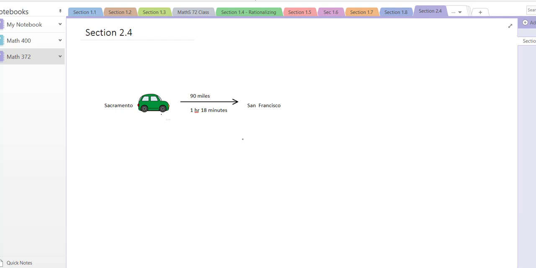So I have an example. Say you travel from Sacramento to San Francisco, and it takes you an hour and 18 minutes to get there. From Sacramento to San Francisco, say it's 90 miles. So what will be your average speed? So that's what we want to know. So what is the average speed?